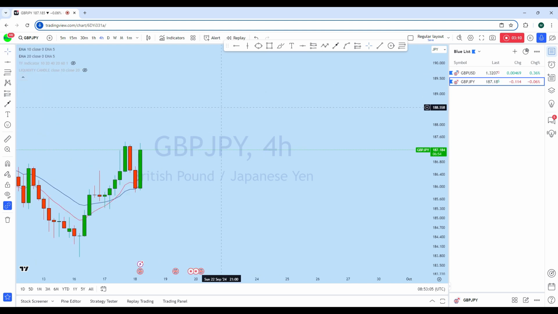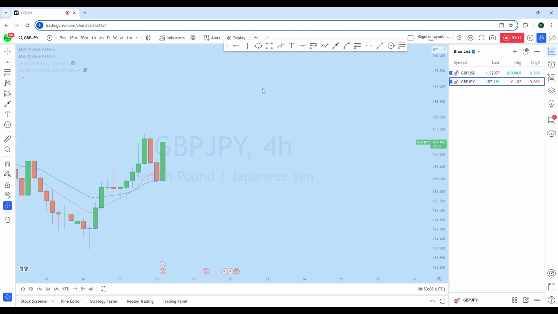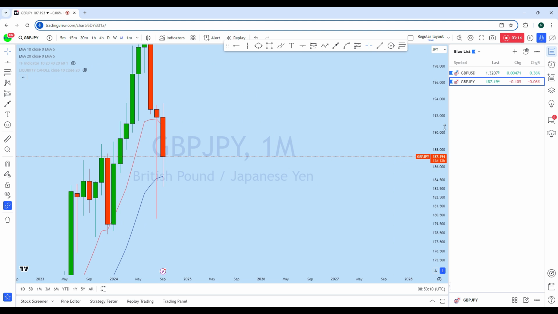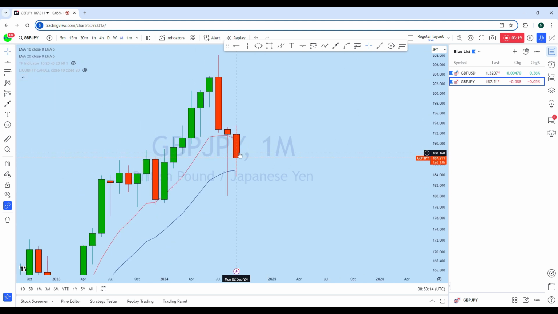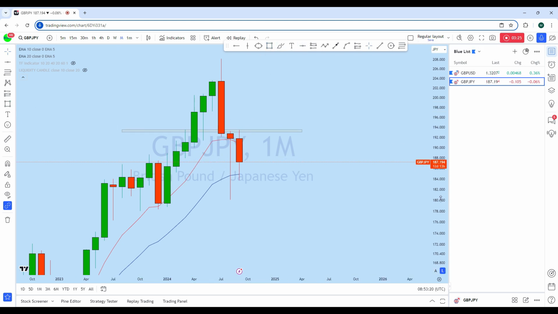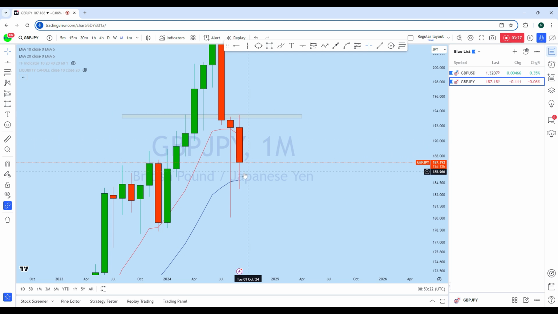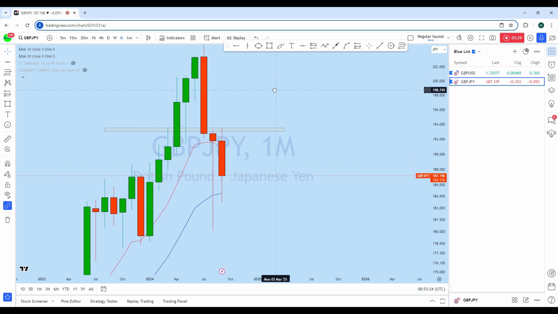So now let's look at GBPJPY. Let's see what kind of trading opportunity we have. Looking at the monthly chart on GJ, we can see that from the monthly, it is also a bull market. The price has broken this previous monthly high, grabbed the liquidity, and we have seen a very strong drop here on GJ.